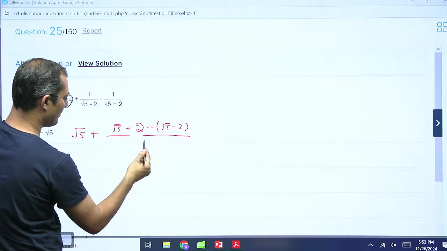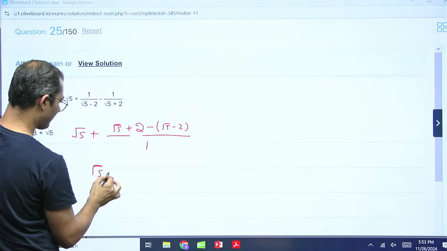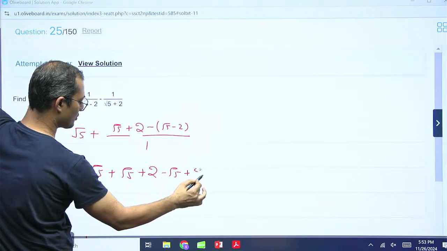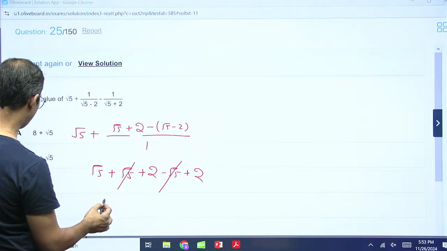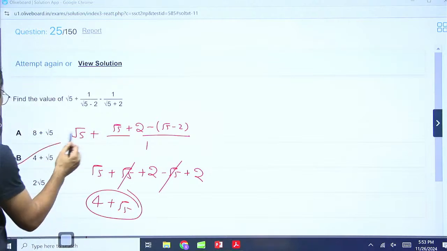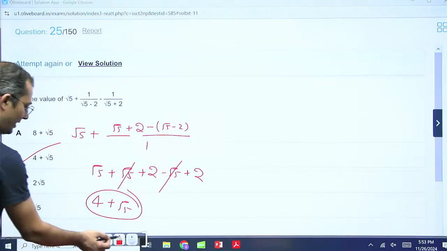So here we will get 1. So we can say that minus will enter. So root 5 plus root 5 plus 2 minus root 5 plus 2, right? So minus root 5 cancel, and so we can say that 4 plus root 5 is the right answer. Yes, 4 plus root 5 is the right answer. B part is the right answer. Yes, B is the right answer.